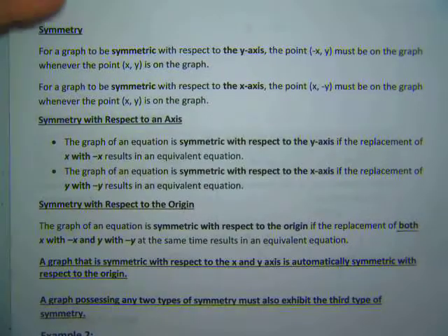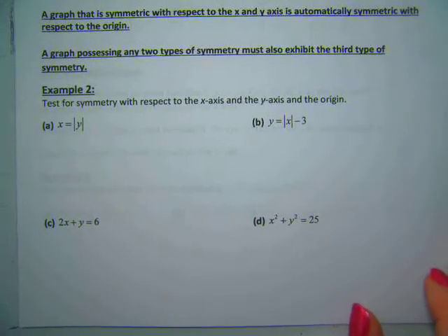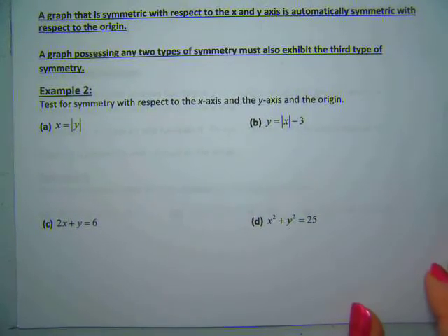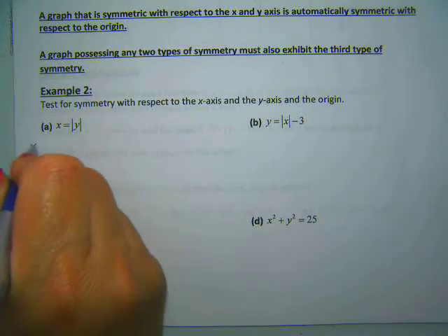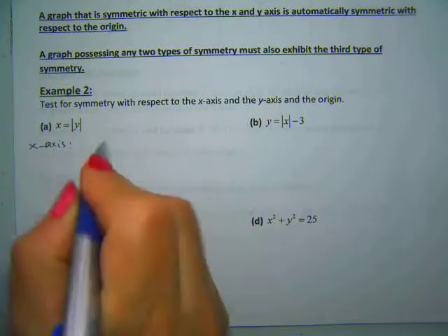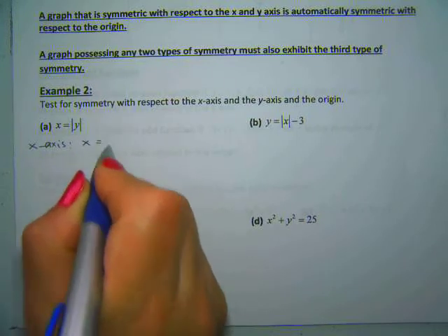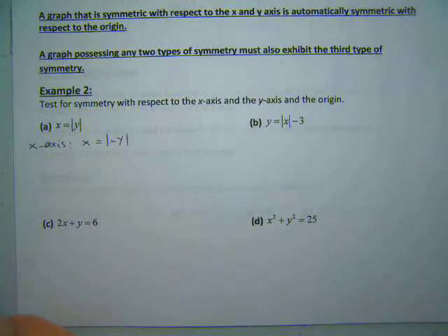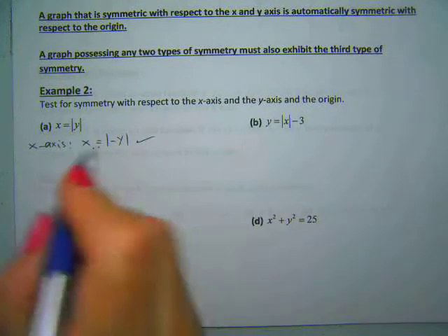So let's do an example. There's only one example we're going to do, with a few parts. So you have to show your work here. You're not doing it by graphing. So let's test the symmetry. To test for the x-axis, we're going to replace y with negative y. Now, is this equivalent to this? Yes, of course, because the absolute value of negative y is y.